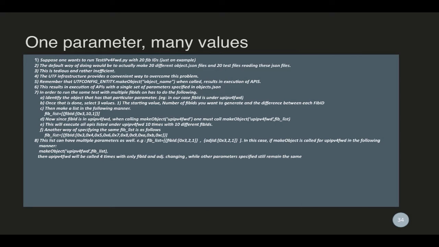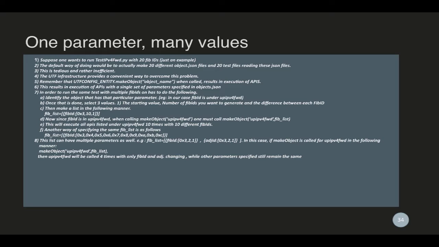This slide is also pretty self-explanatory. What we are trying to do is, suppose one wants to run test IPv4 forward with 25 IDs, and this is just an example. In the default way, you'll have to actually create that many objects.json files and have that many test cases to run that. But that is a very tedious and inefficient way of doing things. So the UTF infrastructure provides a convenient way to overcome this problem.